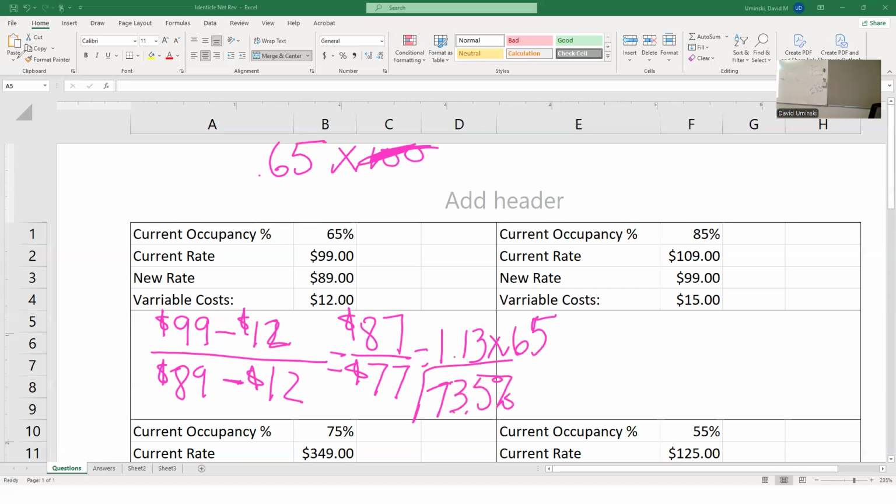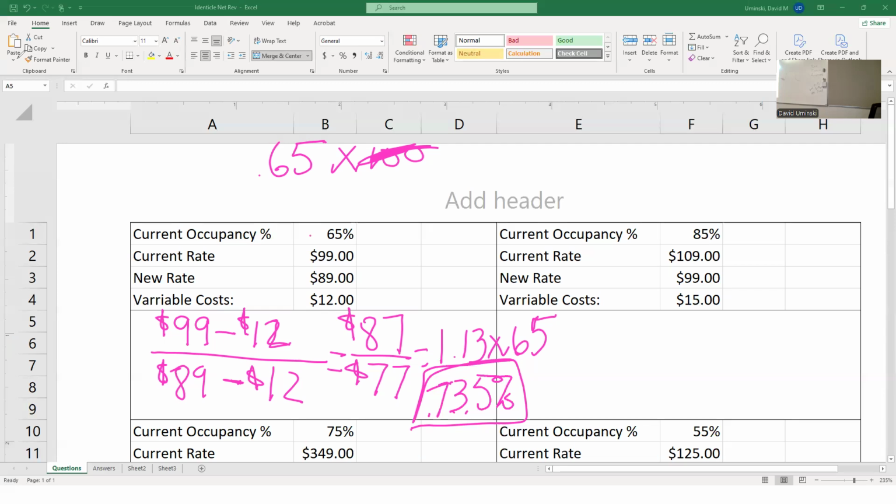73.5% occupancy. So what this is telling me is if I want to decrease my rate by $10, in order to have the identical net revenue, right? Net revenue means I'm taking out my variable costs from both rates. So in order to have the identical net revenue, if I want to drop my rate down by $10, I have to increase it from 65 to 73%. That's an 18.5% increase. Okay.